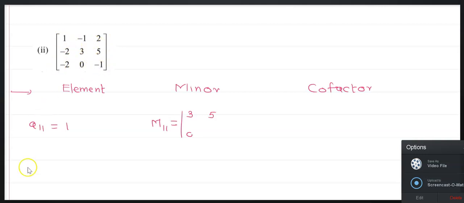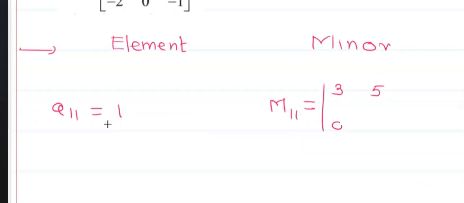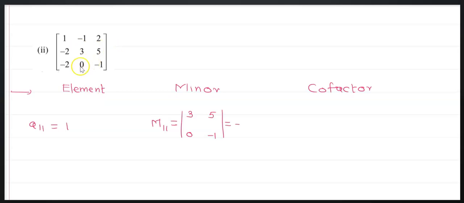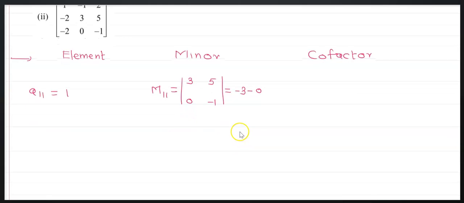Now the next. Again, see this here. The elements are 3, 5, 1, 0, minus 1. Simplify it: minus 3, 0. Therefore, M11 is minus 3. Its cofactor A11 is equal to minus 1 raised to 1 plus 1, M11. That is equal to minus 3.